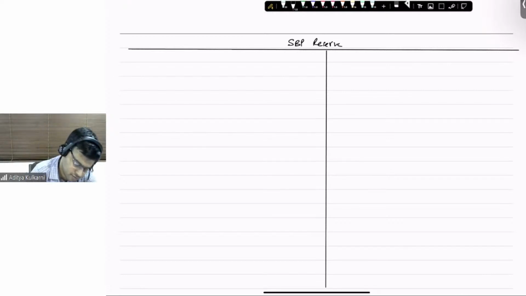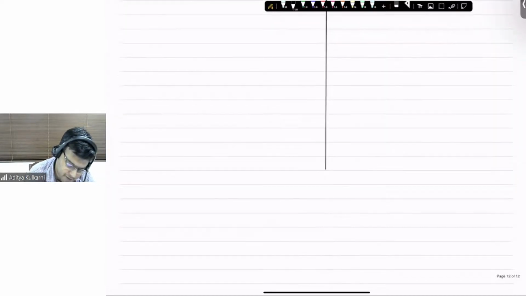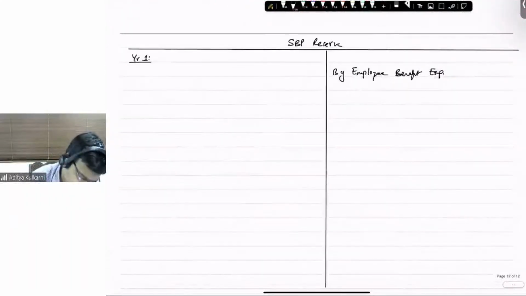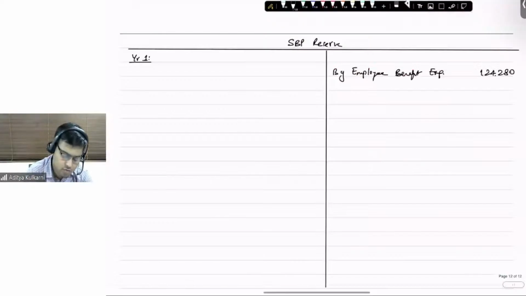All right, so year 1. Employee benefit expense. What is the expense at the end of year 1? Can somebody tell me? 1,24,280. Now, at the end of year 1, what happens?